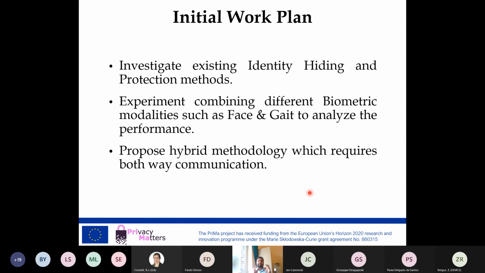Then we are also planning to propose hybrid methodologies, which require two-way communication. Like a user who is out of his home, in front of different kinds of cameras, but he can provide some kind of signal to the recognition systems that he wants to hide his identity. She doesn't want to reveal her identity. So if we can make a system, the system using the signal can manipulate those images to protect his identity. So these are the initial plans to give more protection to people.